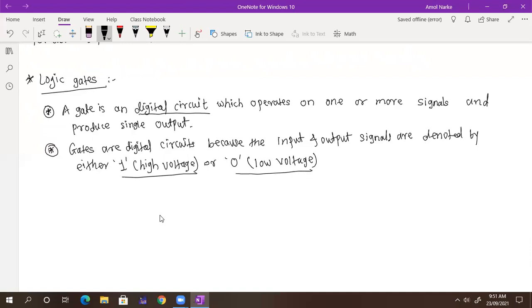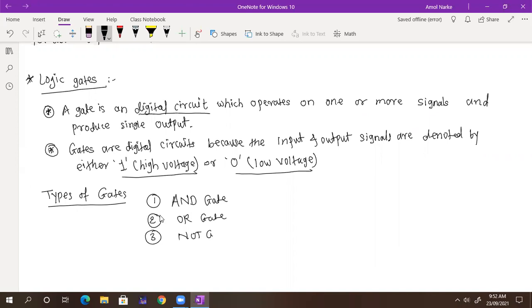So we have three types of gates. The first type is nothing but the AND gate. Second is nothing but the OR gate. And third is nothing but the NOT gate. Now we are going to see what the symbols are and what the outputs are.